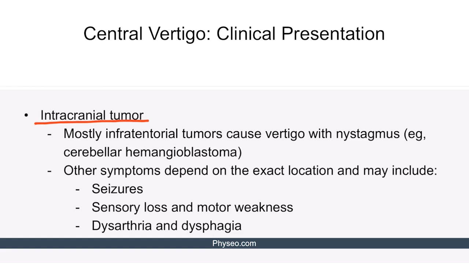Seizures occur due to increased intracranial pressure. Sensory loss is due to compression of ascending sensory tracts. Motor weakness occurs due to compression of descending corticospinal tract. Dysarthria and dysphagia can also occur if the tumor compresses vagal nucleus in the medulla.